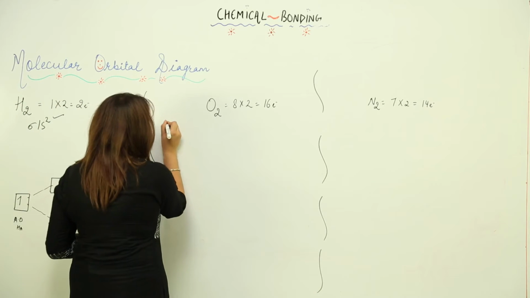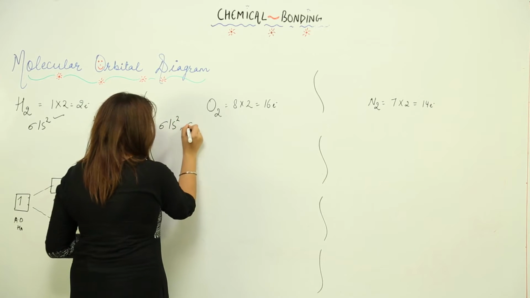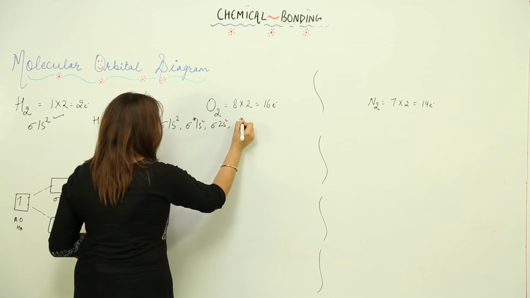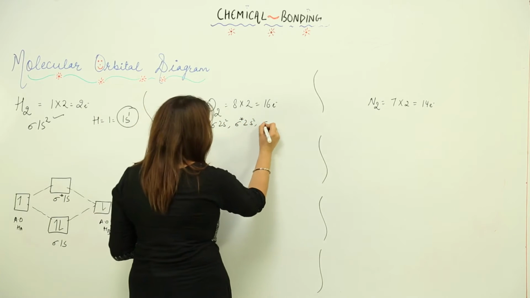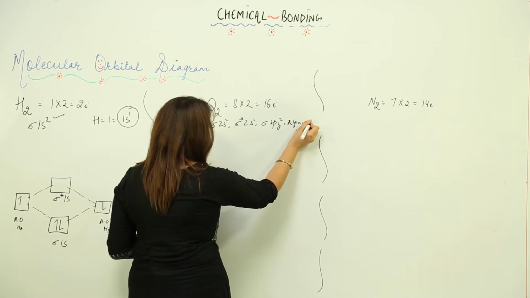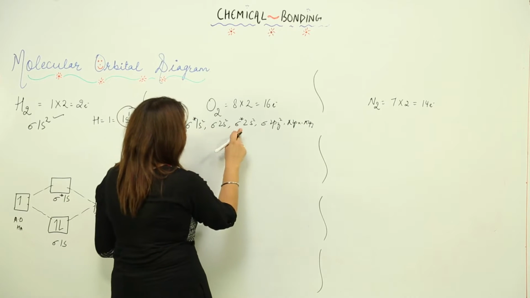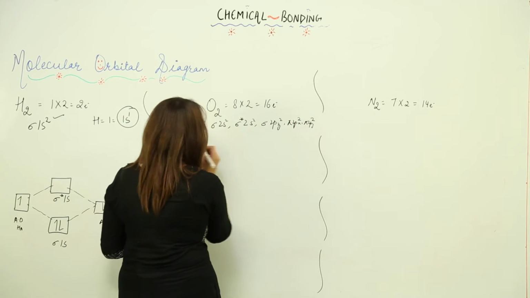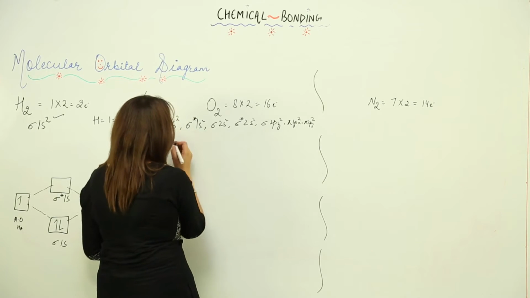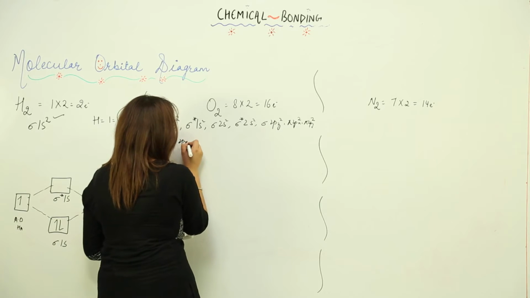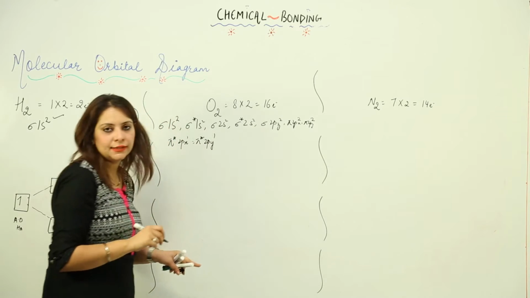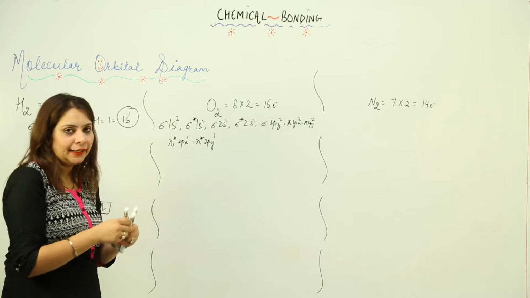So first is to write the electronic configuration. Sigma 1s2, sigma star 1s2, sigma 2s2, sigma star 2s2, sigma 2pz2, pi 2px is equal to pi 2py. Let's count: 2, 4, 6, 8, 10, 11, 12, 13, 14, and we have 15 and 16. So now we'll be drawing a diagram, right.